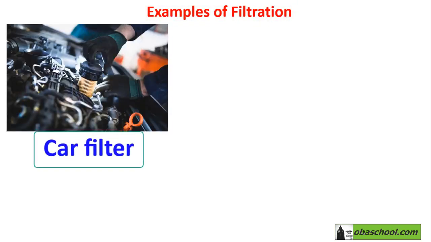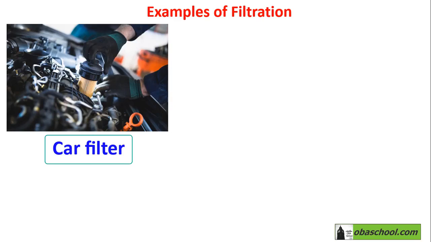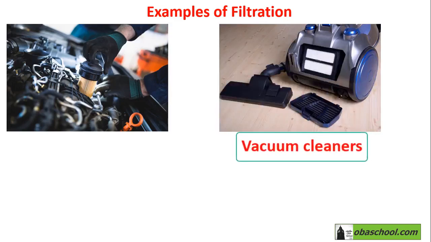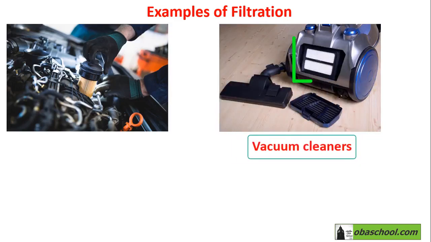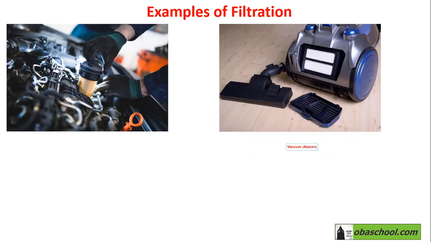Examples of filtration are to be seen all around us. For example, cars have their own filters in order to filter so many things that come inside the car, like the fuel that we use inside the car and so many other things. Also, we have vacuum cleaners. In this case, this is the filter that is found in vacuum cleaners. They are very important in order to filter the things that come inside the vacuum cleaner.